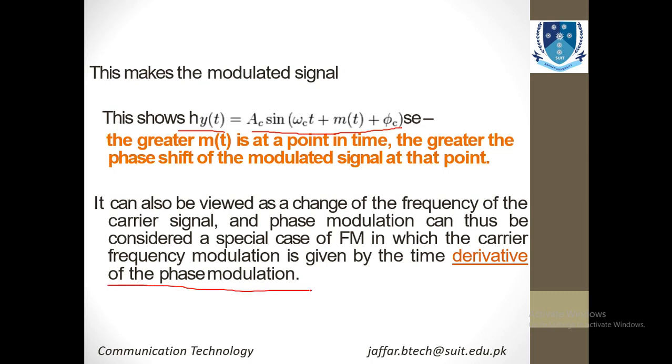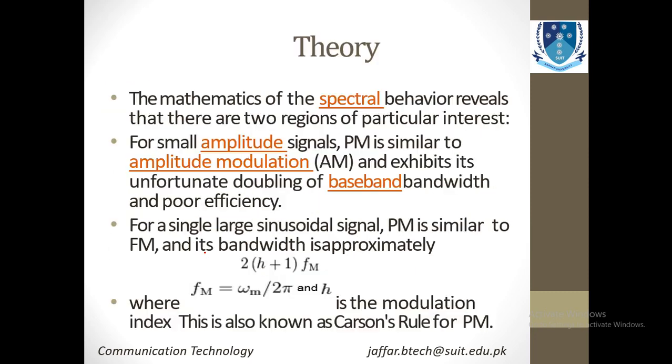If you recall, I asked you a question: what is the basic reason we classify frequency modulation and phase modulation into one class, angle modulation? The answer to that question is given to you here. PM is basically a special case of FM in which the carrier frequency modulation is given by the time derivative of the phase modulation. If you go through all of my previous discussions, you will find that I have asked this question several times, and the answer is given here.